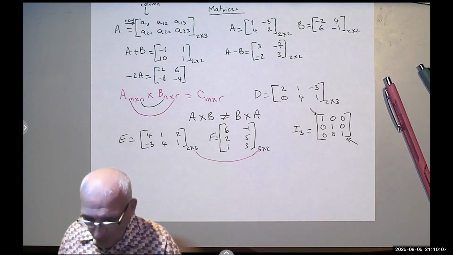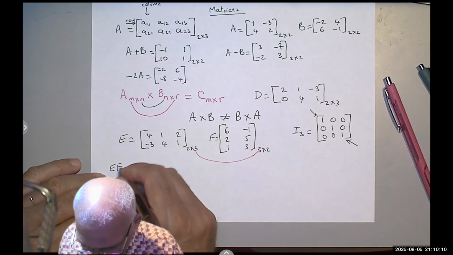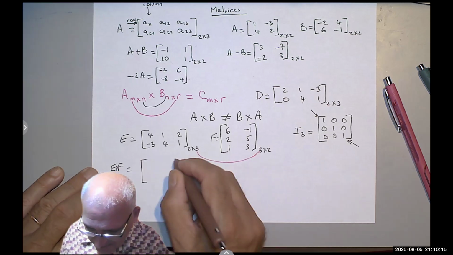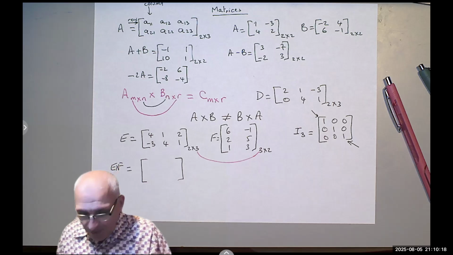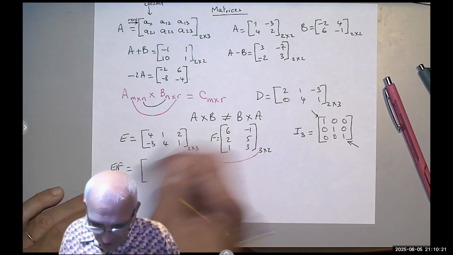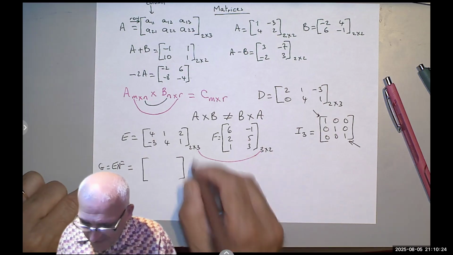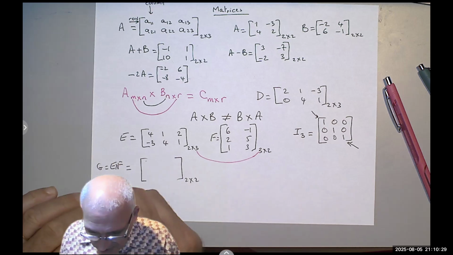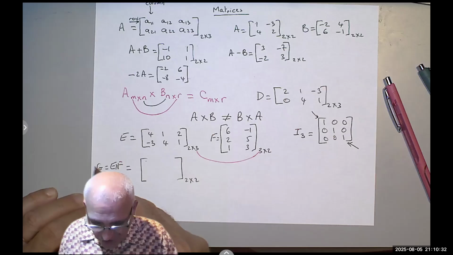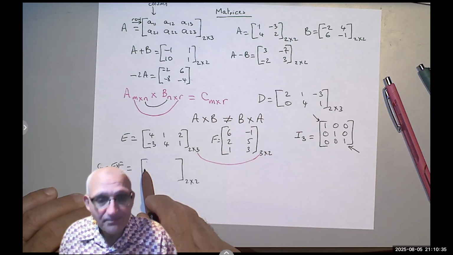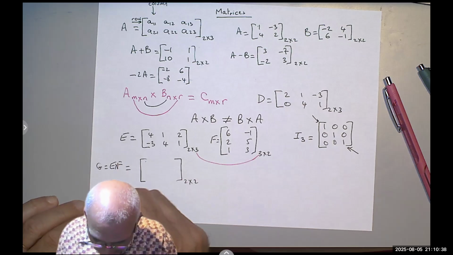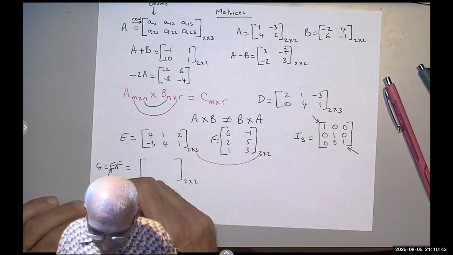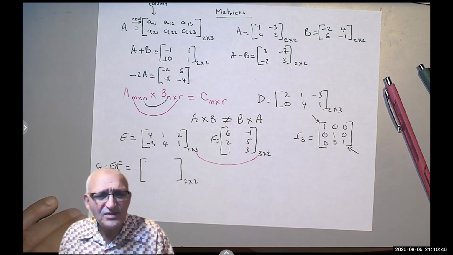So let's see how I perform E times F. We know that we will get a 2 by 2 matrix. If E times F, we call it G, G would be a 2 by 2. So this element would be called G11, right? It's G, first row, first column. This number refers to the row from the first matrix, and this number refers to the column of the second matrix. What do you mean?